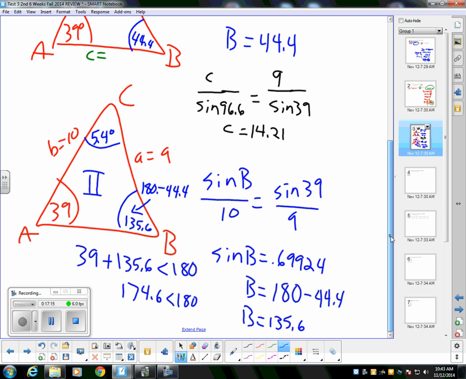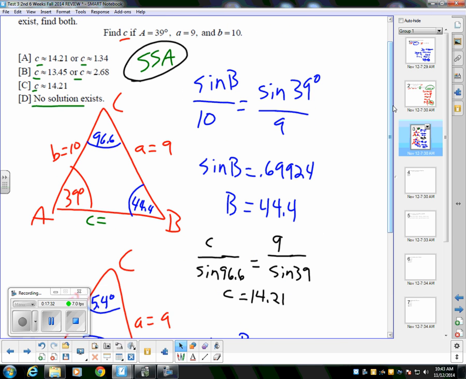Now again, my triangle is never drawn to scale. I'm just showing the orientation. So what does that tell you about the other side C? Yes, there is a solution. This triangle exists. So there is another side C. And I can go through all the math, but hold on a second. We know there are two solutions, right? And we've already found one of the solutions to be 14.21.